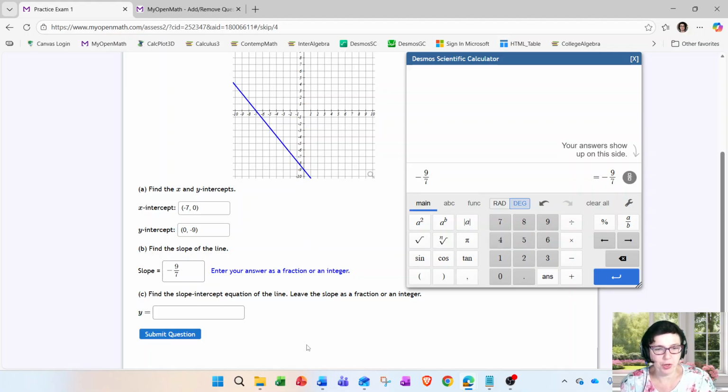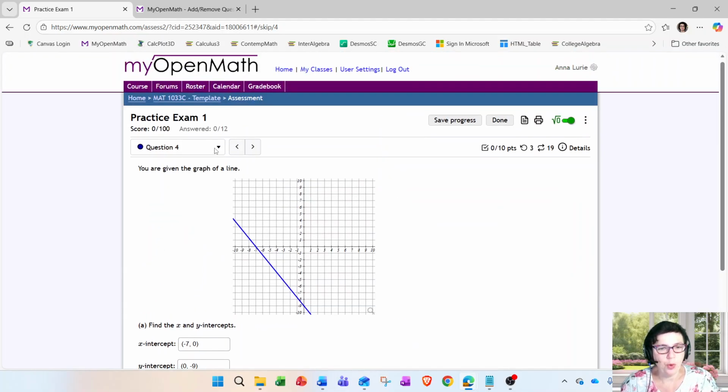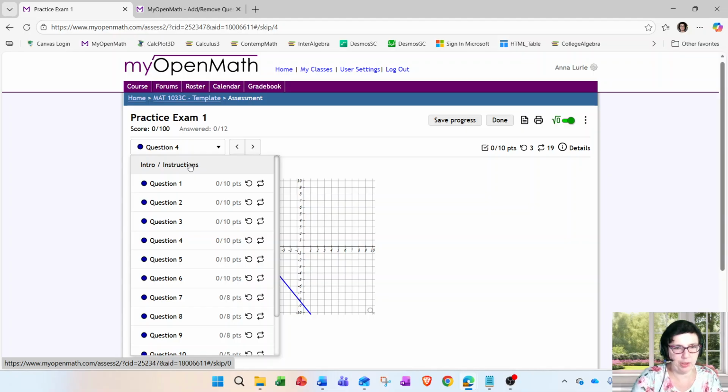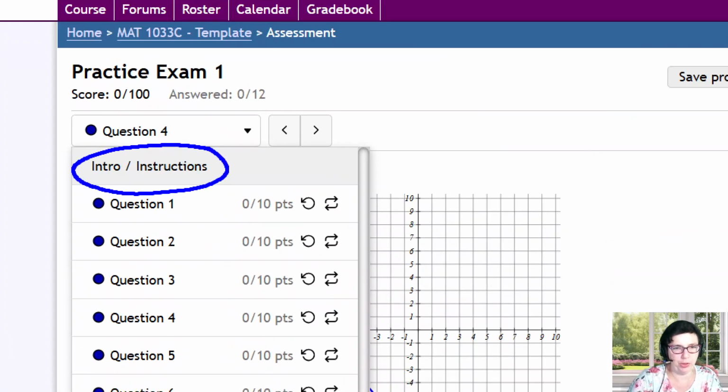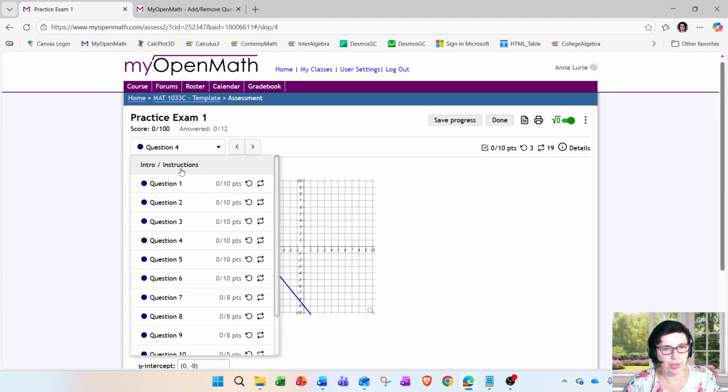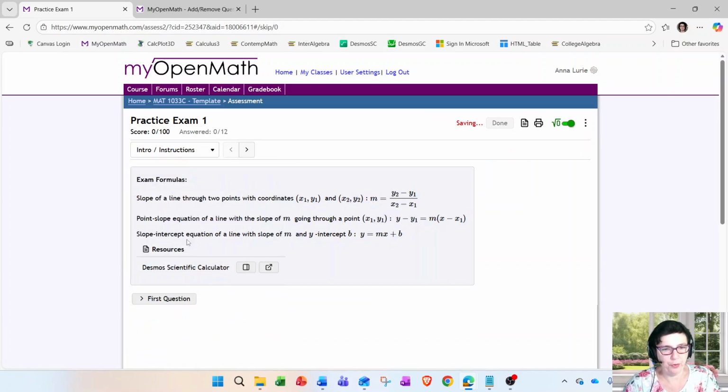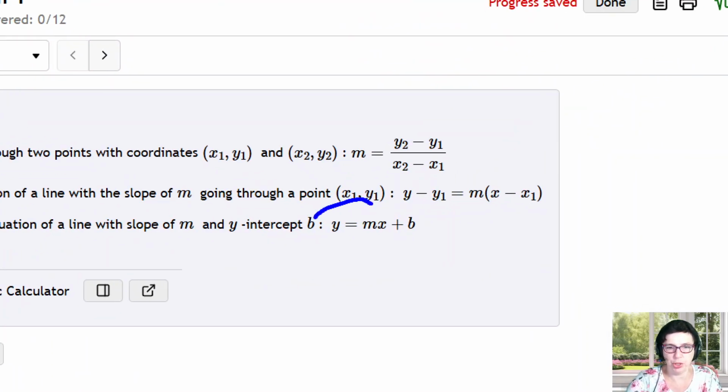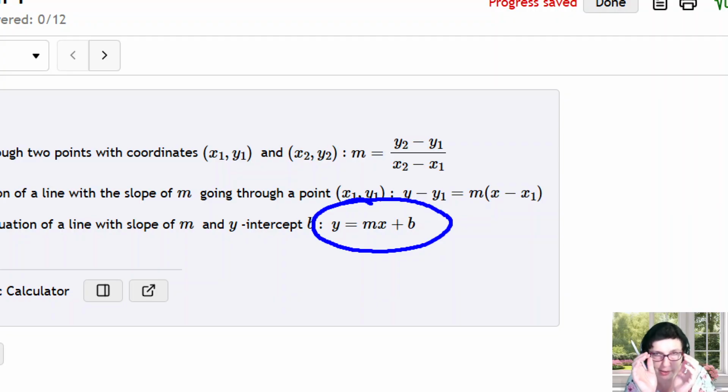Okay, now what about the equation of the line in the slope-intercept form? If you go back to the intro instruction page, which you can always go to, there is a formula for the slope-intercept equation, which is right here: mx plus b. So m is the slope, x is the unknown, like a box that you don't know what it is, and then b is the y-intercept.